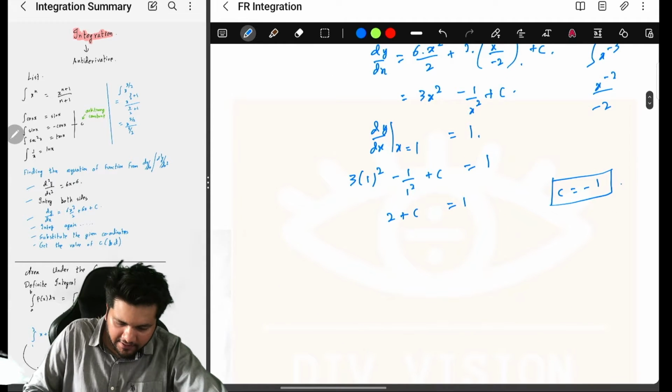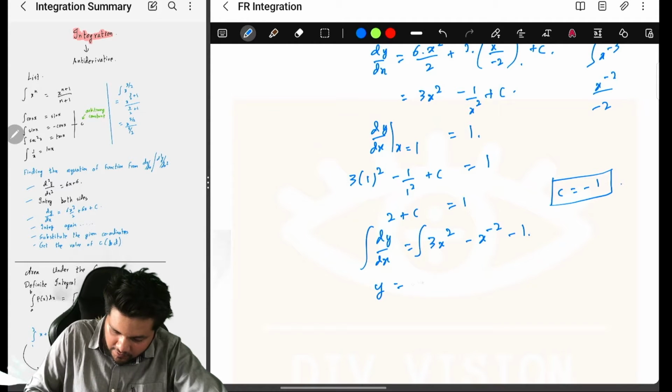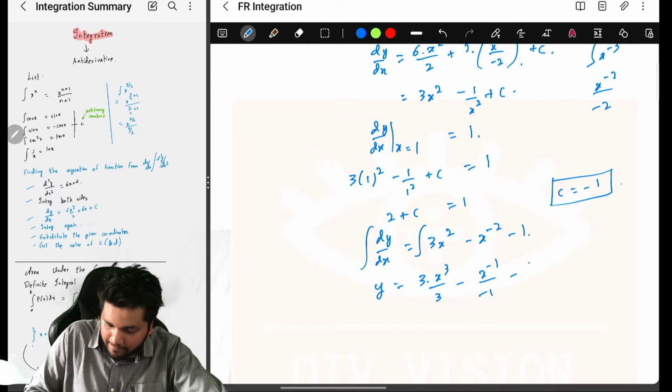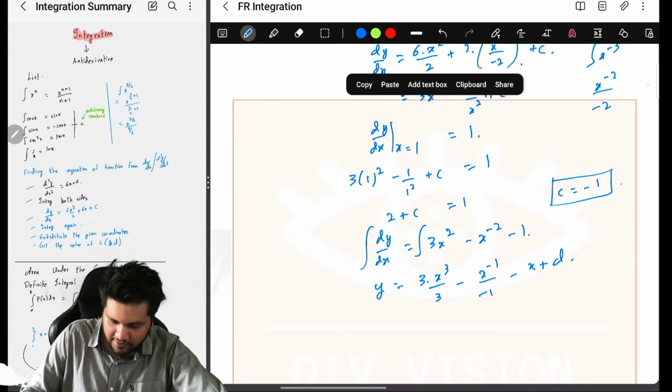We can just put it there and we'll get dy by dx is equal to 3x square. I'll just write it in this form, minus x to the power of -2 minus 1. Again I'll integrate, so I'll get y is equal to 3 into x cube by 3 minus x to the power of -1 upon -1 minus x plus d. This time I'll take, okay, you can take c also, that's not a problem. At the end of the day, we are just going to get the value.